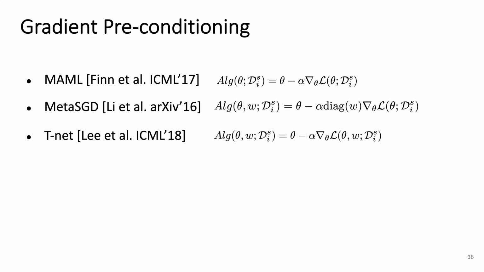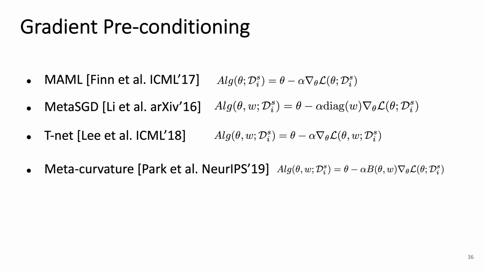And also for the T-Net, people want to insert a new parameterized matrix into the model, which is also not updated in the inner loop and only optimized in the outer loop of the meta training process, and is fixed during the meta testing process. And the fourth one is Meta-Curvature. Meta-Curvature is very similar to natural gradient descent, and they want to learn a more complex mapping function, the B, which is parameterized by the omega. So it's similar to Meta-SGD, but it can do block level gradient preconditioning.